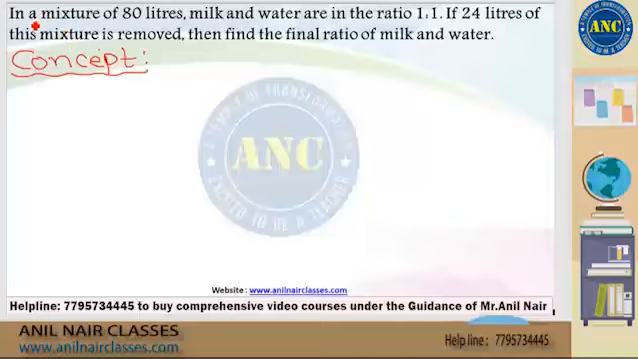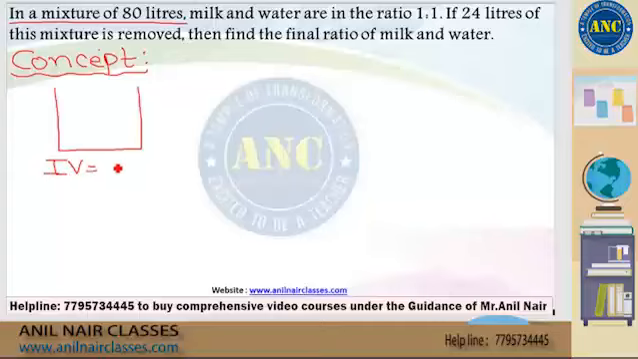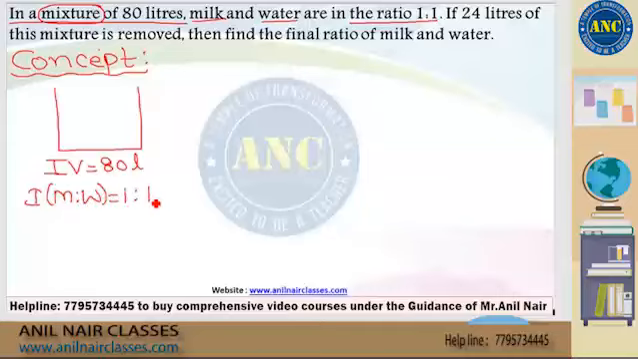Now see here, in a mixture of 80 liters, that means there is a vessel. The initial volume is given as 80 liters. Mixture is nothing but a combination of both milk and water. So it is said that in a mixture of 80 liters, milk and water are in the ratio 1:1. That means the initial ratio of milk and water is 1:1.